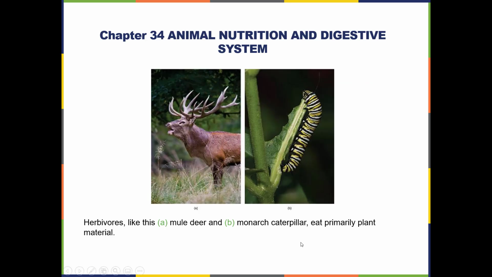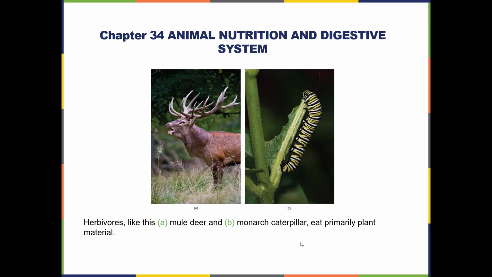Okay, in this chapter we're going to look at animal nutrition and the digestive system. Although we're going to look at some different animals, mainly we're going to focus on humans, because this is a good introduction to your anatomy and physiology course.